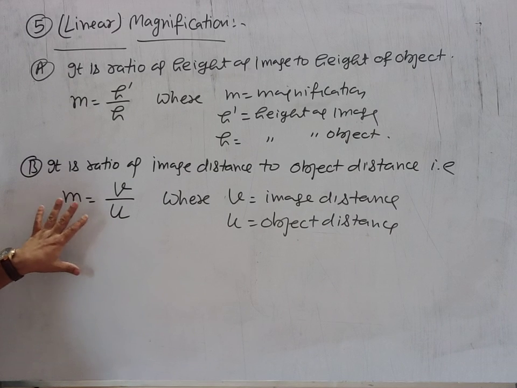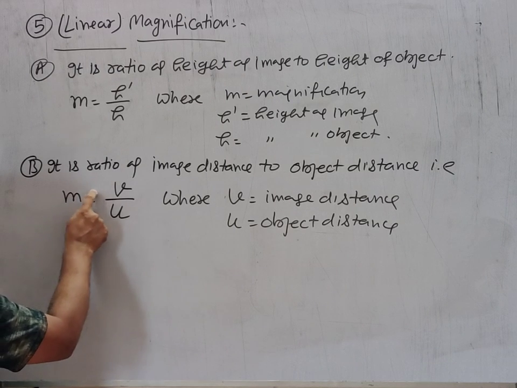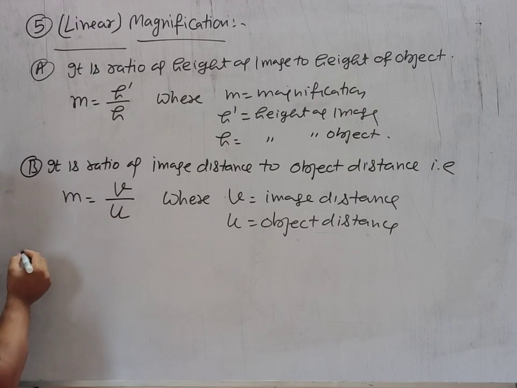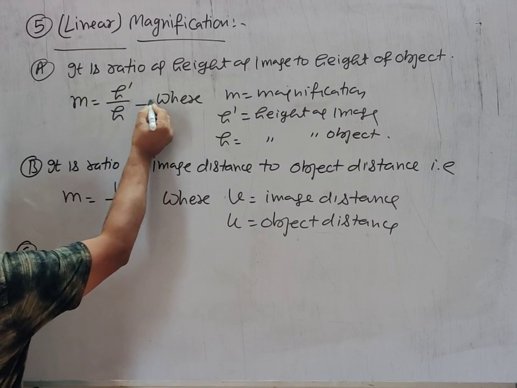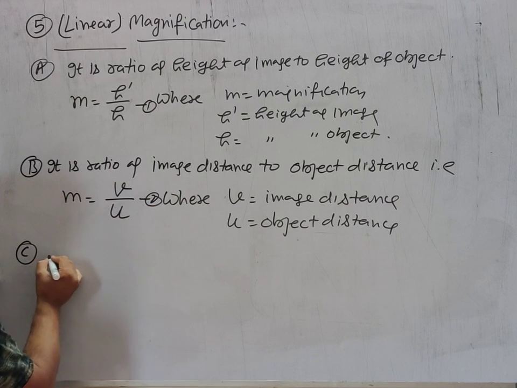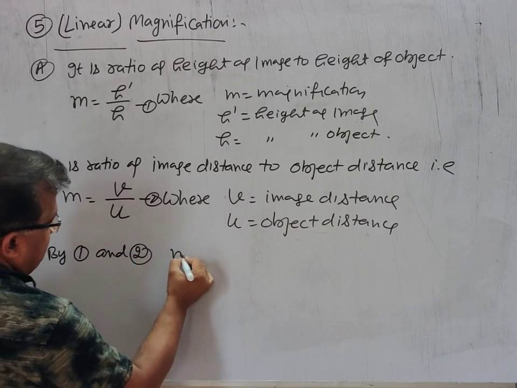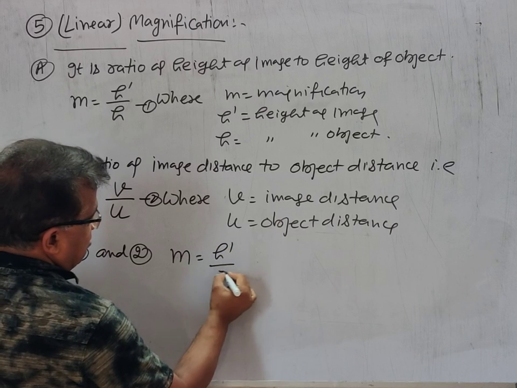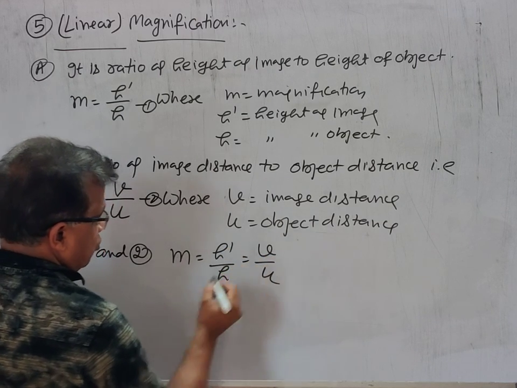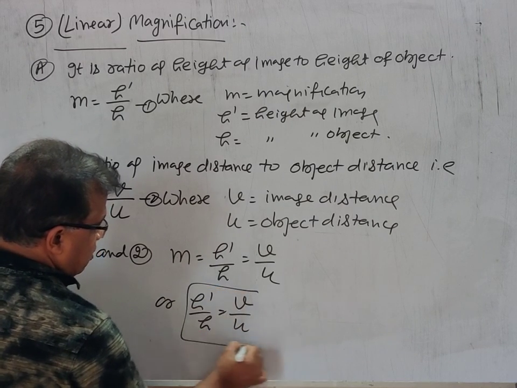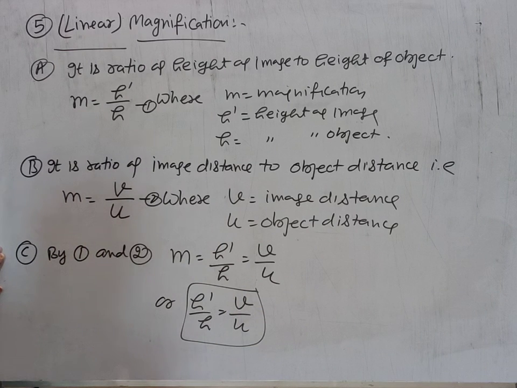There is a little difference between the linear magnification of lens and linear magnification of mirror. In mirror there was a minus sign, in lens there is no minus sign. So we can also find by it, if it is number 1 and it is number 2, then by 1 and 2, m is equal to h dash by h is equal to v by u. So we can use various formulas to find the values. So this is about the linear magnification.